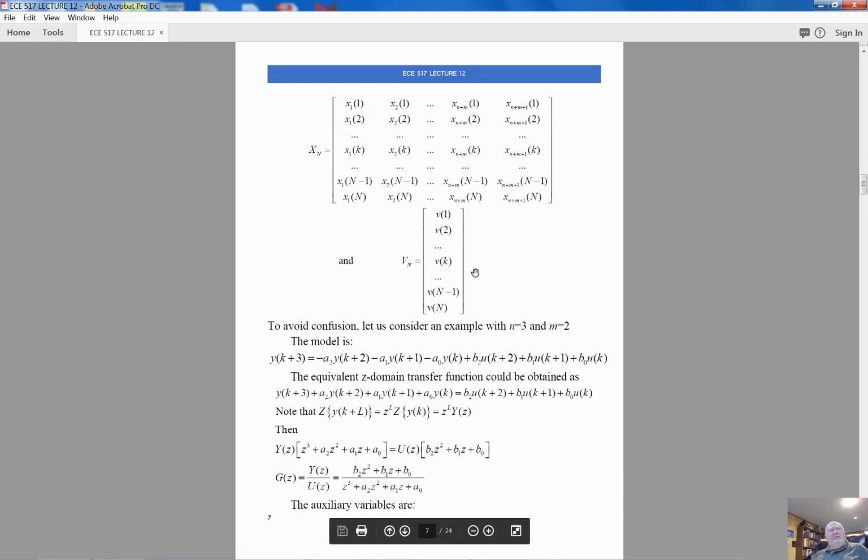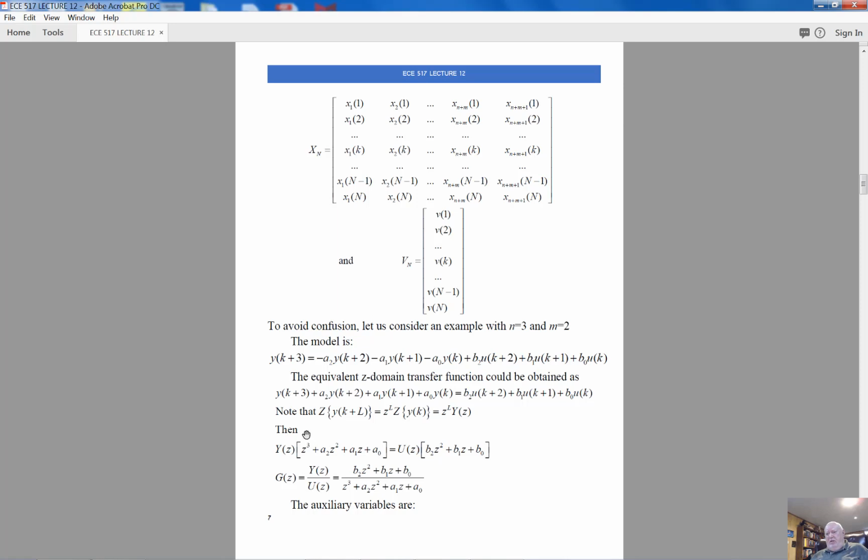You know, it's not that convenient and not that convincing to discuss these designations in general. What I want to do is to take a very particular model where y of k plus 3 should be equal to minus a2 times y of k plus 2 minus a1 times y of k plus 1 minus a0 times y of k plus b2 times u of k plus 2 plus b1 times u of k plus 1 plus b0 times u of k. It is a forward difference expression. Now, how to work with this expression?